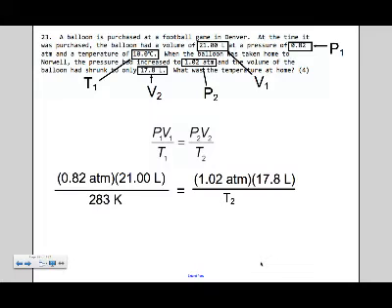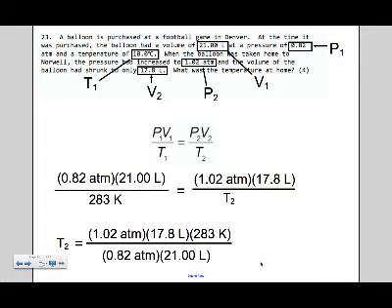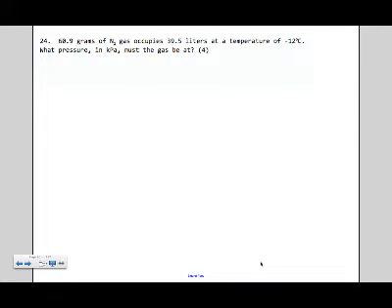So there you go. There is your P1 and V1 on the left over T1, which is 283, so 273 plus 10, always convert to Kelvin. On the right hand side we had the 1.02 atmospheres times 17.8 liters as our volume, but we don't know the temperature, so that's what we're trying to solve. Cross multiply, and you end up with 1.02 times 17.8 times 283 divided by 0.82 times 21. And when you do all that, it comes out to 298 Kelvin, which is 25 degrees Celsius.